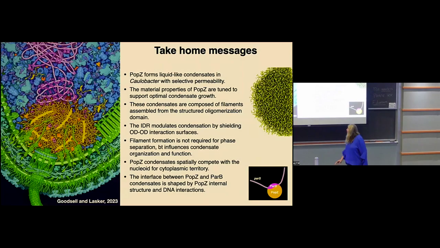So to conclude, I told you that POP-Z forms liquid condensates, that the material properties of POP-Z are tuned to support optimal growth with this Goldilocks effect. Condensates are composed of filaments, and the IDR is modulating this behavior. And finally, this whole story that we're now starting to build up about this multiphasic behavior between the POP-Z condensate and the PAR-B condensate.